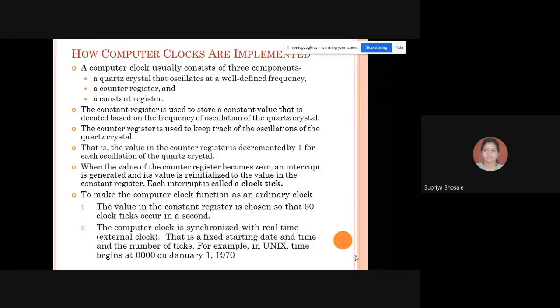A computer clock usually consists of three main components. The first is a quartz crystal that oscillates at a well-defined frequency. Second, a counter register, and third, a constant register. These three components are very much required.